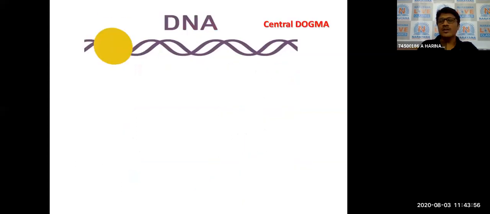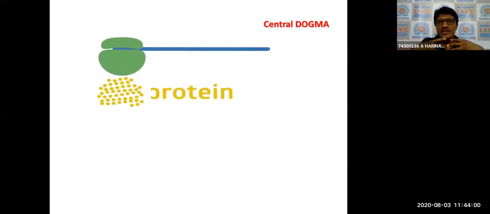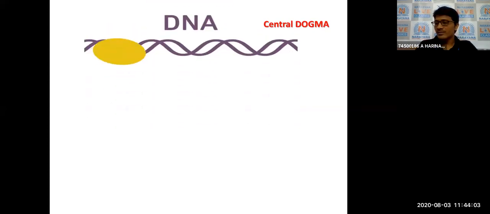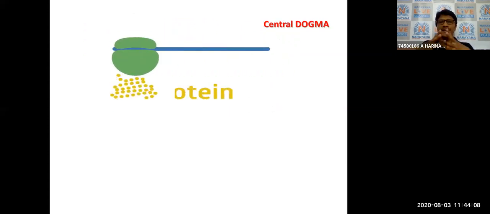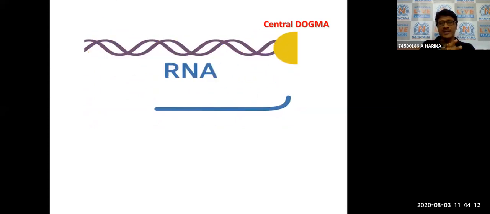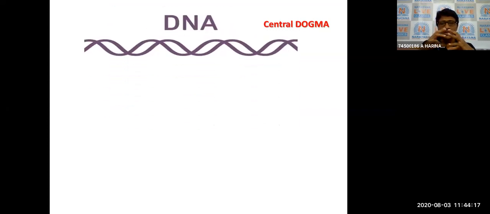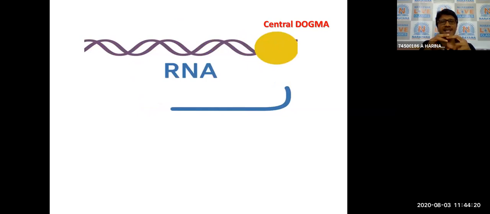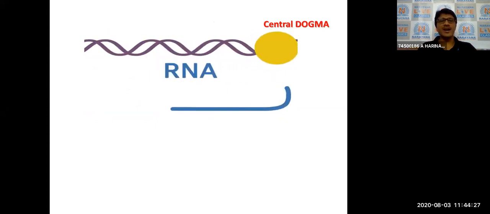One more important concept is the central dogma, given by Francis Crick. What is the central dogma generally? We already discussed that DNA is the best for storage of genetic material because it is more stable and less reactive. For storage of genetic information, DNA is better than RNA. For flow and expression of genetic information, RNA is better than DNA.